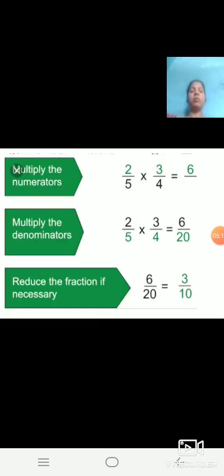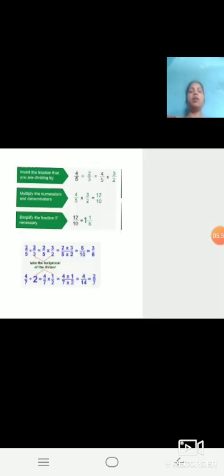So see one more example, 2 by 5 into 3 by 4. Multiply the top numbers. 2 into 3 is equal to 6. Multiply the denominators. 5 4s are 20. Then reduce the fraction if necessary. 2 3s are 6, 2 10s are 20.